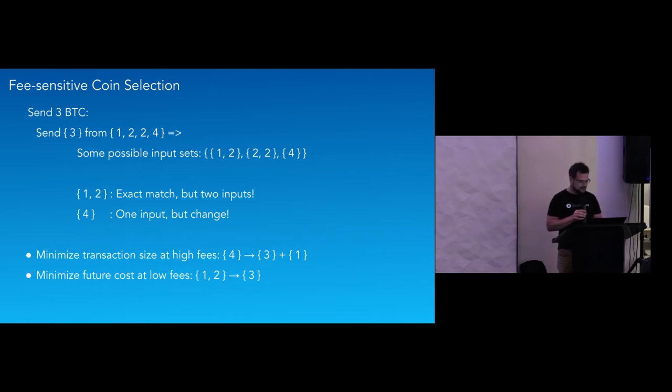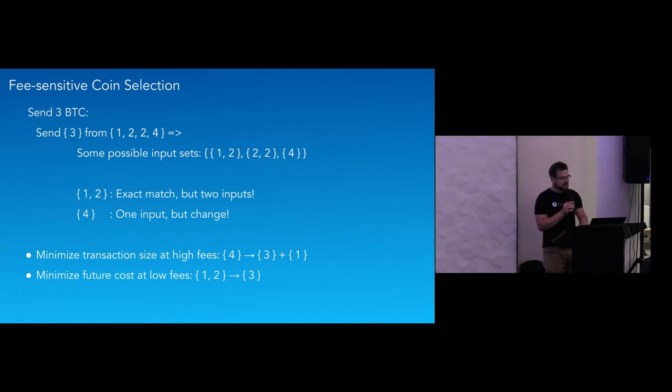The other thing that you do here is, of course, address format preference. So if you spend at low fees, you want to include the big UTXOs, as in the heavy, more data UTXOs. At high fees, you might use native SegWit UTXOs, which are much cheaper.